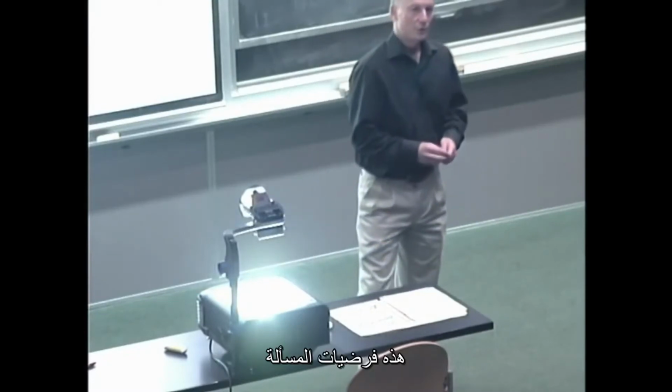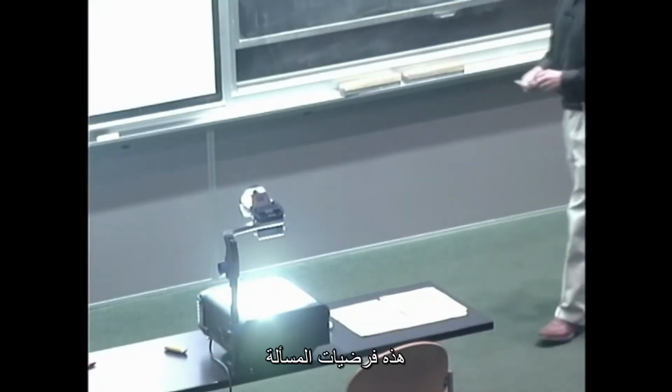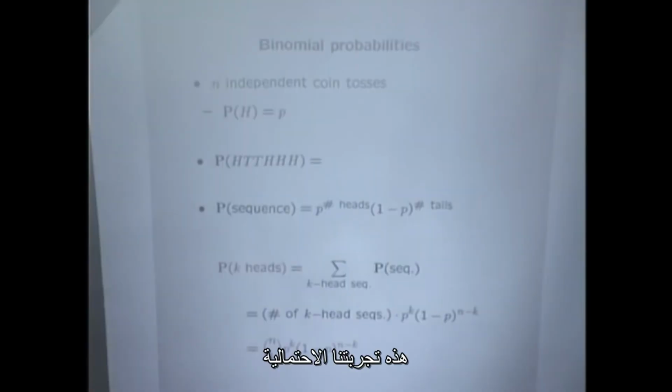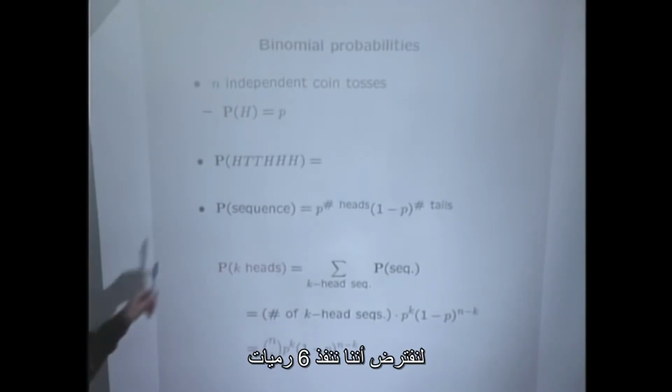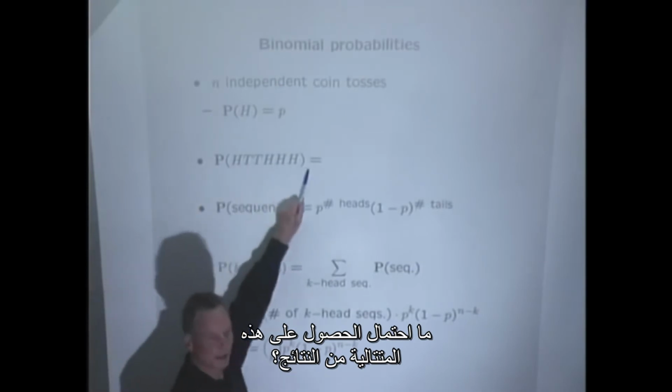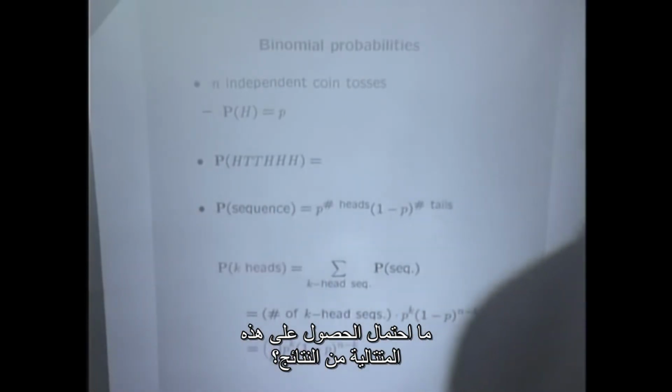All right, so let's move again to an example in which those binomial coefficients are going to show up. So here's the setting. N independent coin tosses, and each coin toss has a probability p of resulting in heads. So this is our probabilistic experiment. Suppose we do 6 tosses. What's the probability that we get this particular sequence of outcomes?